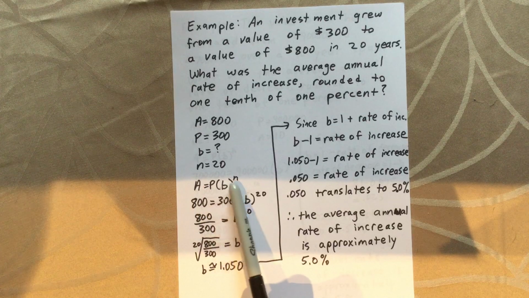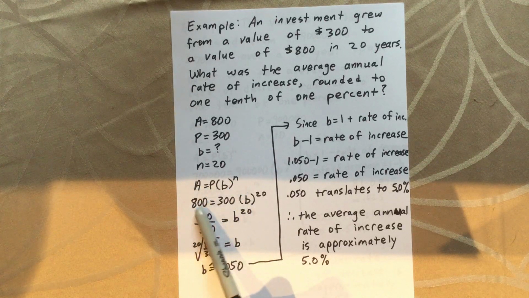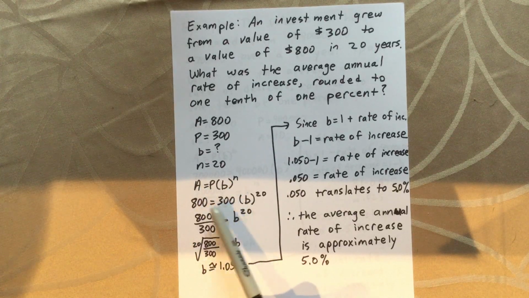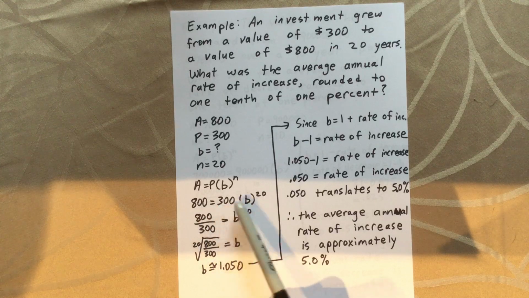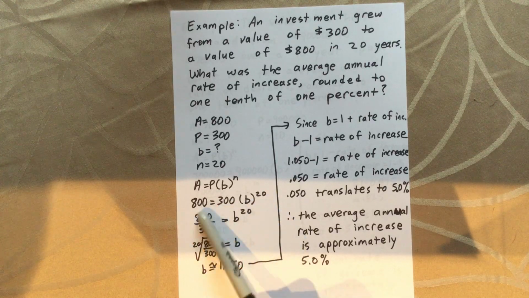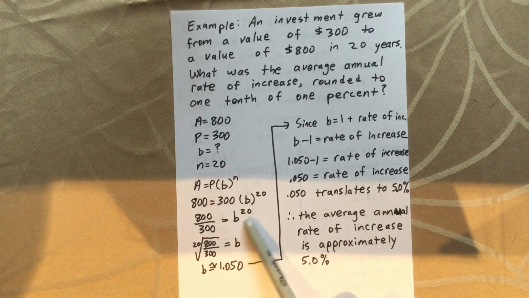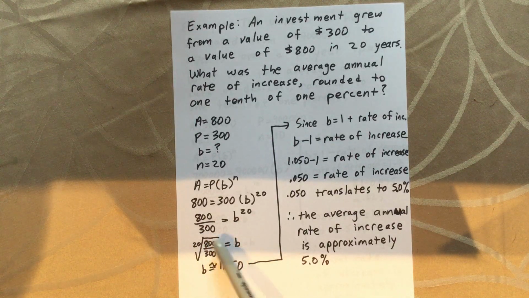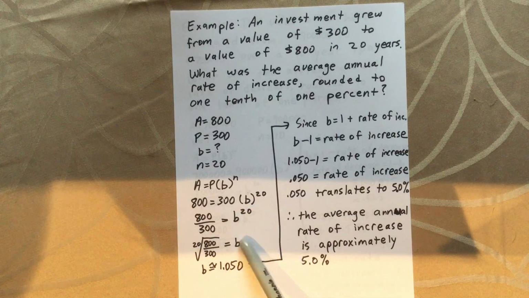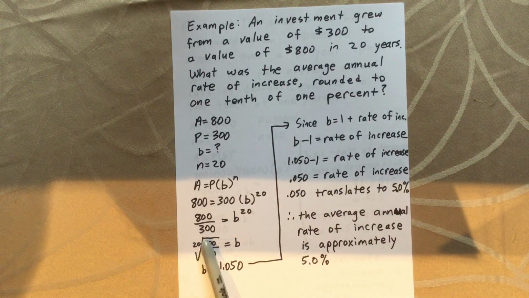A is equal to P times B to the N. A is 800, and P is 300. So 800 equals 300 times B to the 20. We divide both sides by 300, and that equals B to the 20. Now, what we want to do is take the 20th root of both sides. The 20th root of B to the 20 will be B. We know B is positive in this case because we know we're increasing. And we want to figure out what's the 20th root of 800 over 300, and that is approximately 1.050.